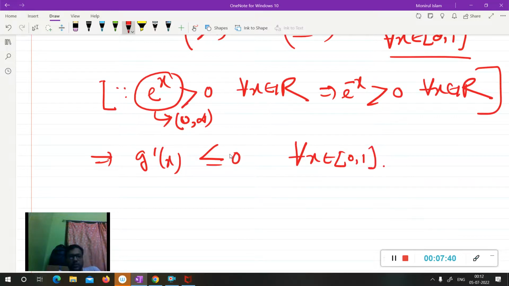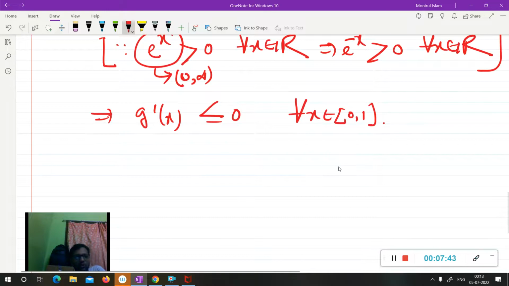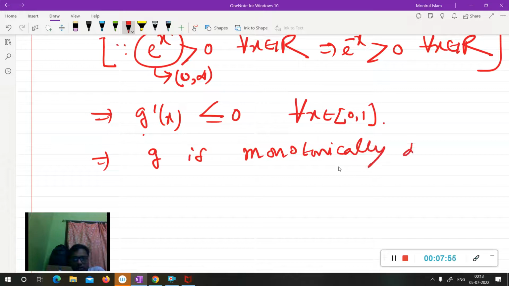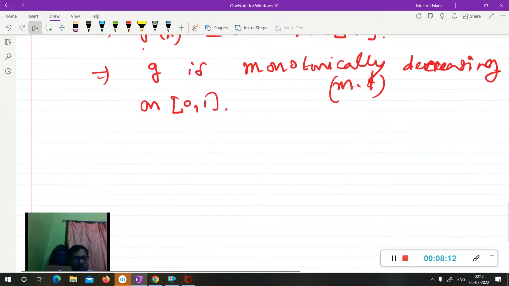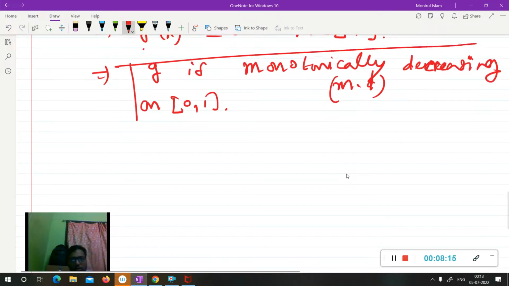Now g dash x is less than or equal to 0 for x belongs to closed [0,1], and also g is a differentiable function, so it will imply g is monotonically decreasing, or you can say MD in short form. So g is monotonically decreasing on closed [0,1]. We get this: g is monotonically decreasing on closed [0,1].